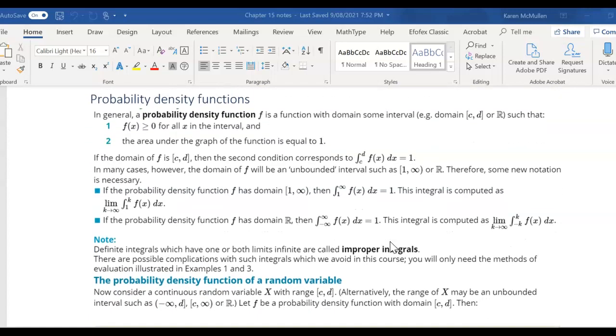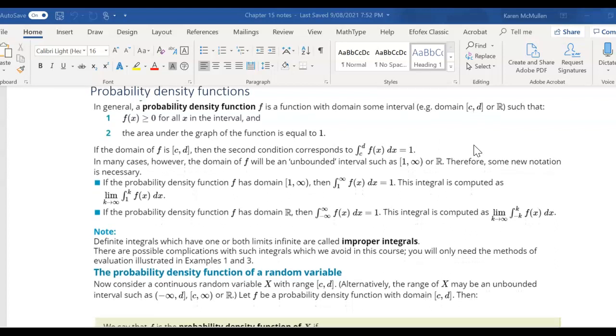So in general, a probability density function is a function with domain over some interval such that f of x is greater than or equal to 0. Your function has to be greater than or equal to 0 for all x in the interval. So basically it's got to be over the x-axis. And the area under the graph of the function is equal to 1. Why do you think it's equal to 1? Because all probabilities have to add up to 1. The sum of all the probabilities has to add up to 1.